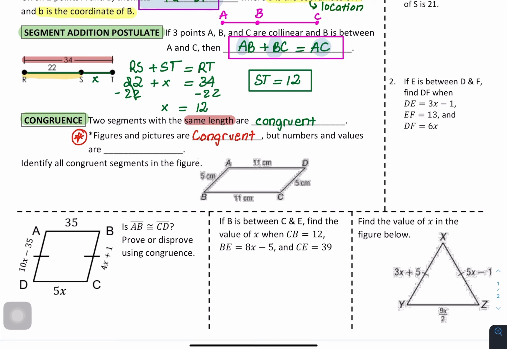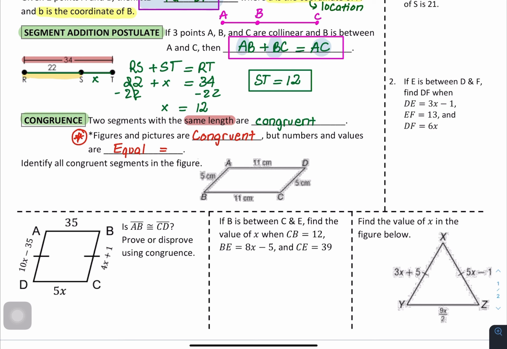But for numbers and values, we use the word equals. And everybody knows the equal sign. For example, you cannot say 3 is congruent to 3. We never say that. We always say 3 is equal to 3.